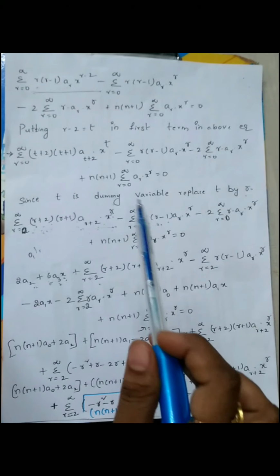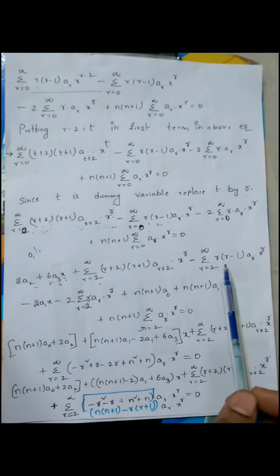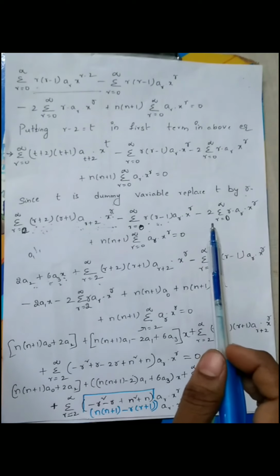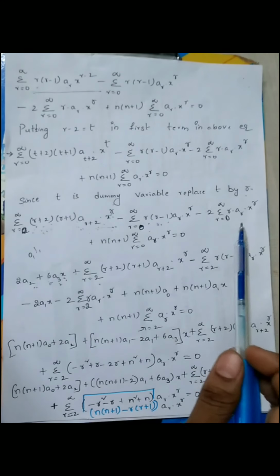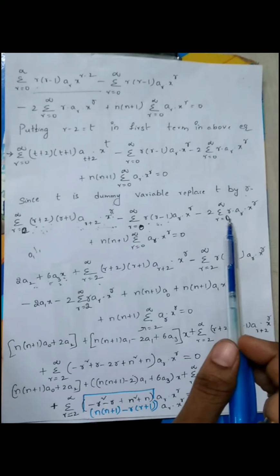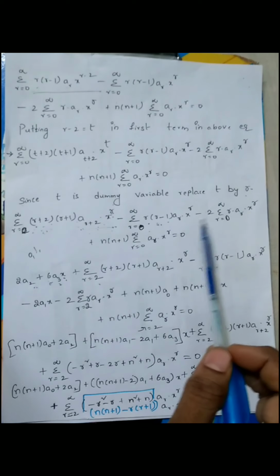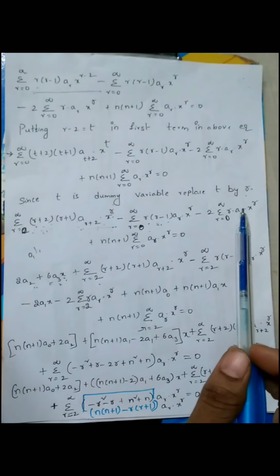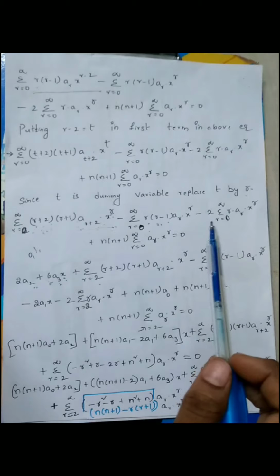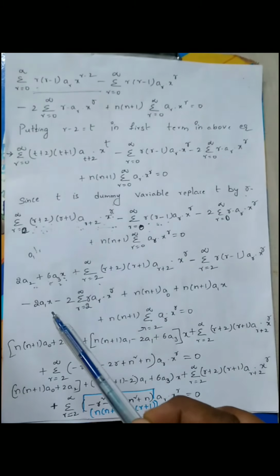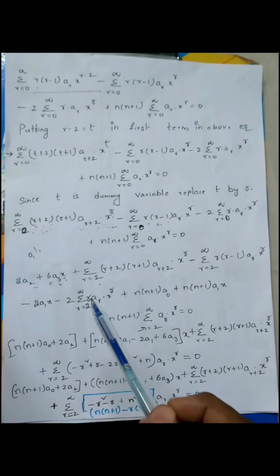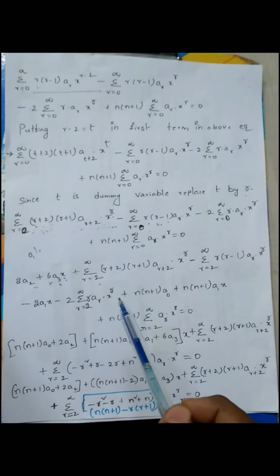Next term is r equals 2 to infinity: sigma r equals 2 to infinity r into (r minus 1) into a r into x power r. For this term also, first we substitute r equals 0. If we substitute r equals 0, this whole term becomes 0. If we substitute r equals 1, then this term becomes minus 2a1x. And next we write the r equals 2 to infinity term: 2 into sigma r equals 2 to infinity r into a r into x power r.